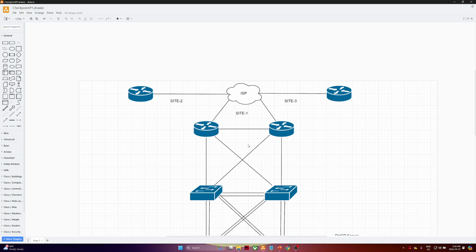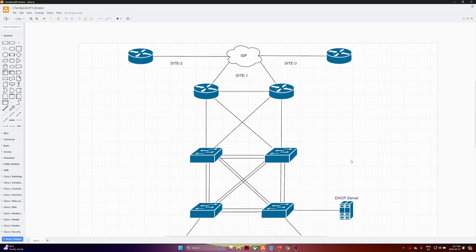We are also going to configure an FHRP. Most likely, we will configure a virtual router redundancy protocol, or VRRP, and we're also going to configure a VPN tunnel between the three sites. Now, this may be a DMVPN tunnel or an IPsec over GRE tunnel.